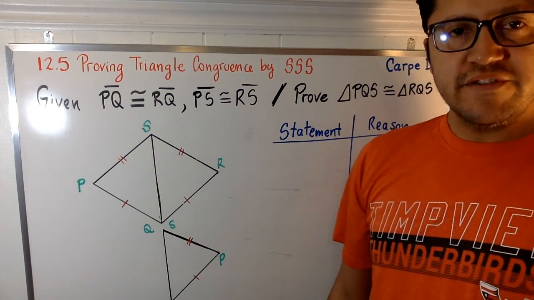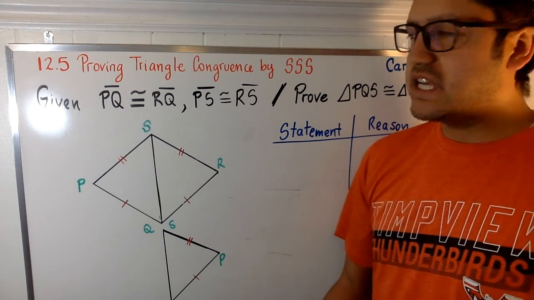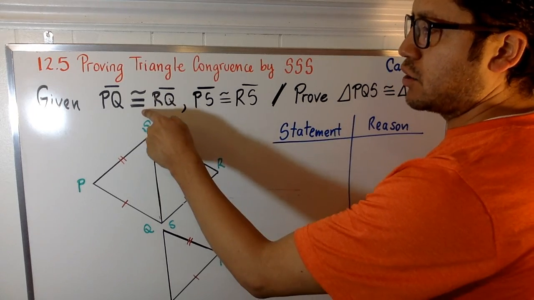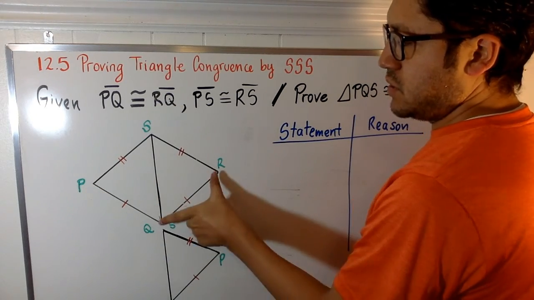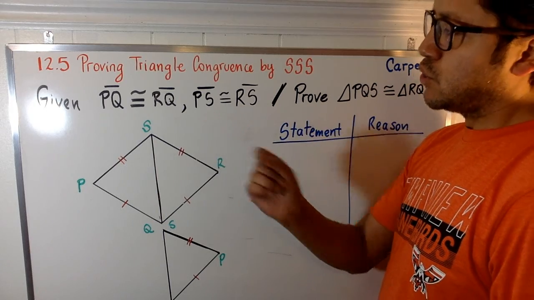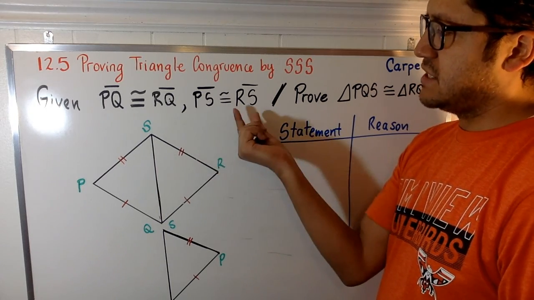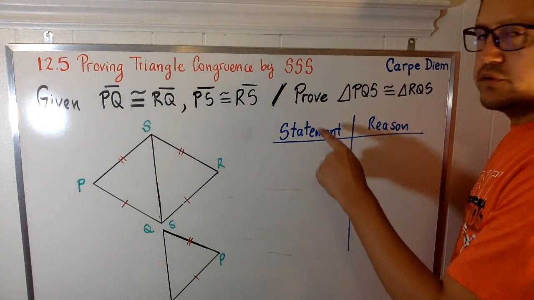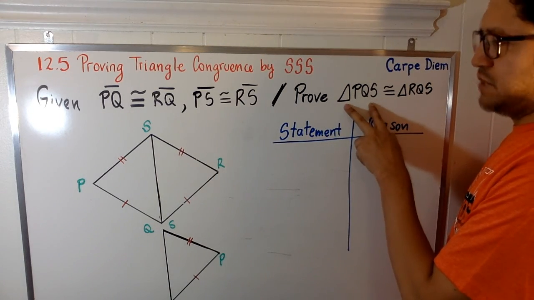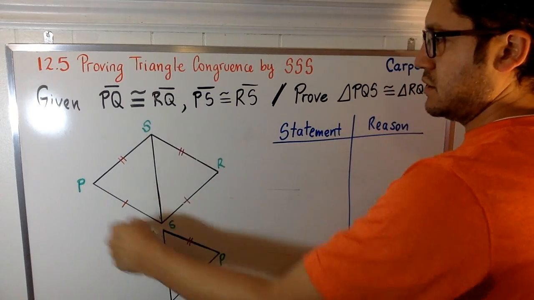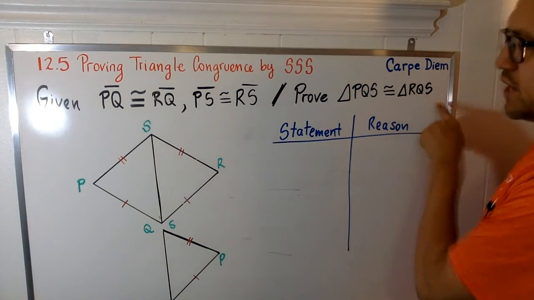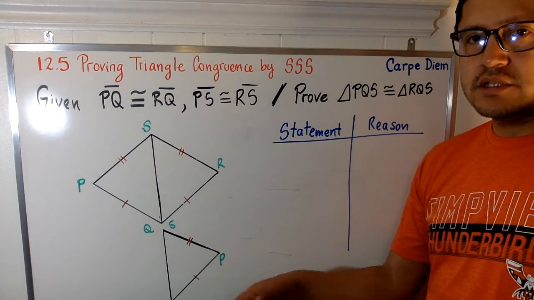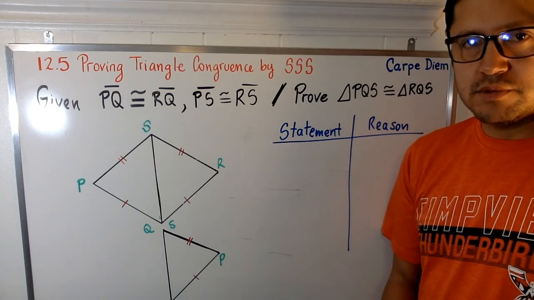What information are we given? We are told that PQ and RQ are congruent segments. It means PQ and RQ. And we are also given that segments PS and RS are congruent. PS and RS. What do we have to prove? We have to prove that triangle PQS and triangle RQS are congruent. The one you see here is going to help me facilitate the explanation.